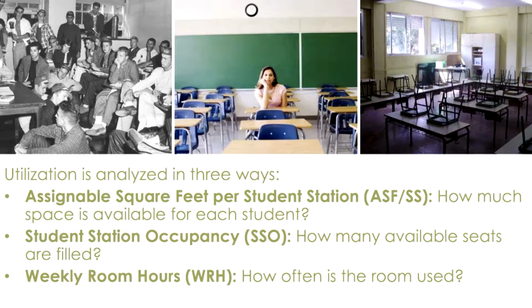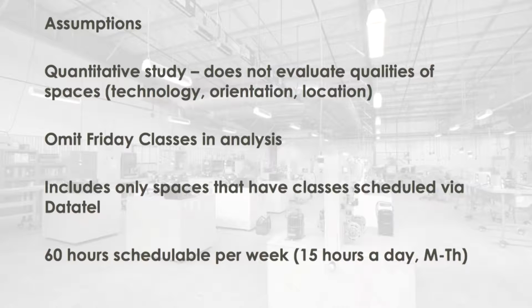We took a look at 3 factors. We looked at assignable square feet per student, how much space is allocated for each student, and there's a good range to be in. We looked at student station occupancy, how many people are in those seats when the class is in session, and also weekly room hours, how often is the room used in a week. Friday classes are omitted because of just the way colleges and universities work. If you include Friday because of the way it hits in the schedule, it throws all the numbers out of whack. So we looked at those separately.